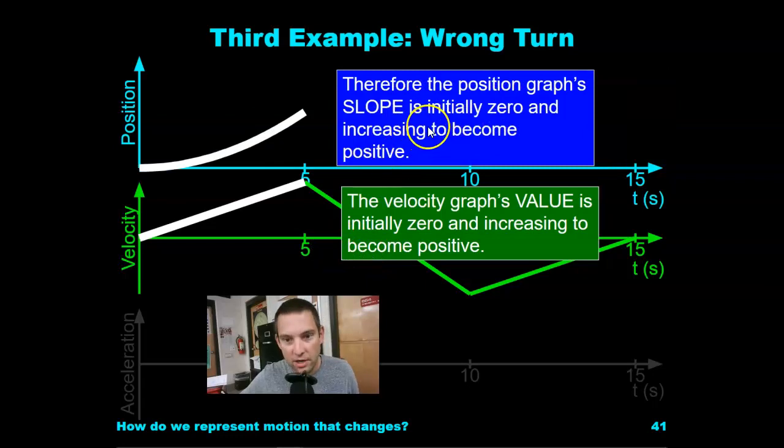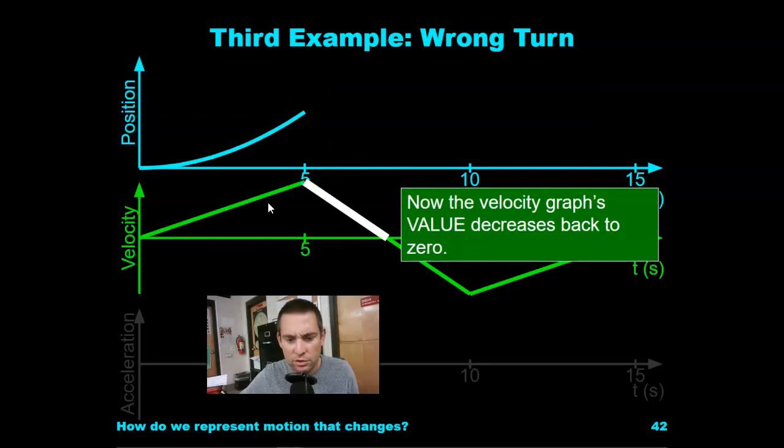Velocity graph's value is initially at 0 and increasing to become positive. Therefore, the position graph's slope is initially 0 and is increasing to become positive. Remember, the slope of a position versus time graph is your velocity. So if your velocity starts at 0, then your slope starts at 0. If your velocity is increasing, then your slope is increasing. An increasing slope is getting closer to being vertical, undefined slope.